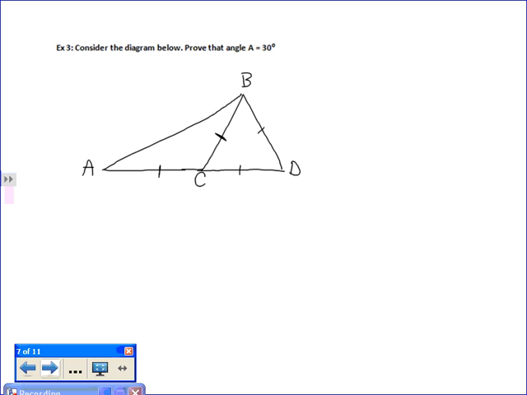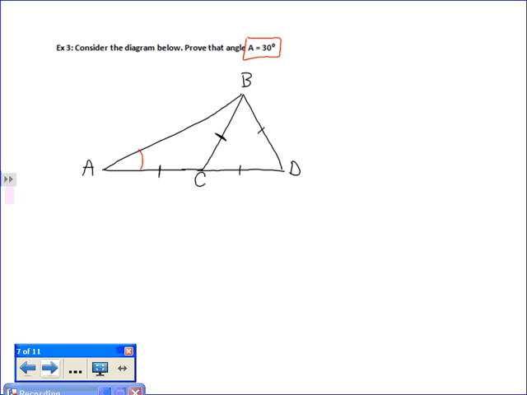And what we'd like to do here is prove that angle A, this angle right here, is equal to 30 degrees. So we need to go ahead and prove that, and this is all we're given. So let's start off by examining some relationships that are true of our angles, as well as some things that are true about the two types of triangles that we have. So let's go ahead and solve this.